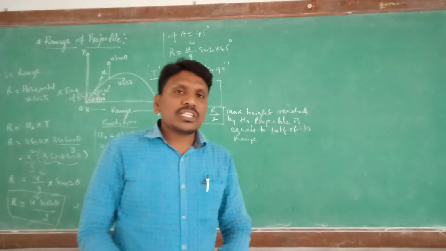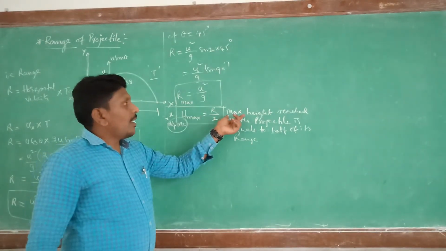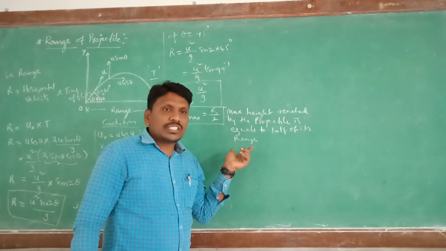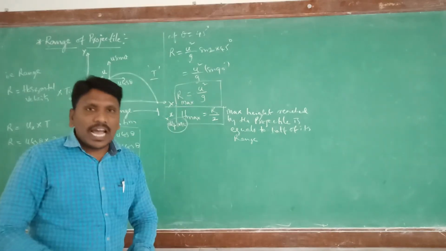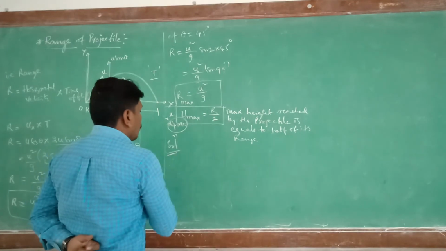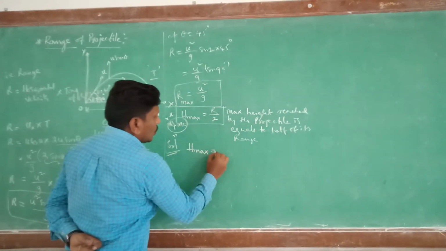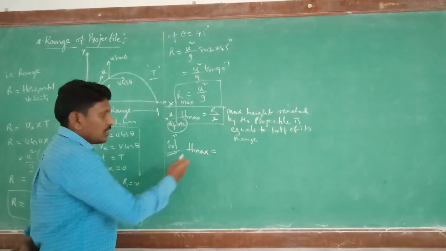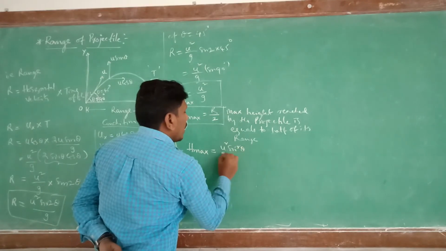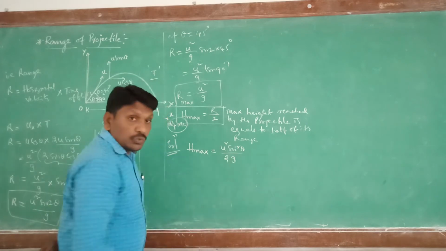In the IPE examination, generally they will ask, show that the maximum height reached by a projectile is equal to half of its range. That is, h max is equal to R by 2. We have to show that. Let's see the solution or proof. What we know is that h max is equal to u square sin square theta by 2g.